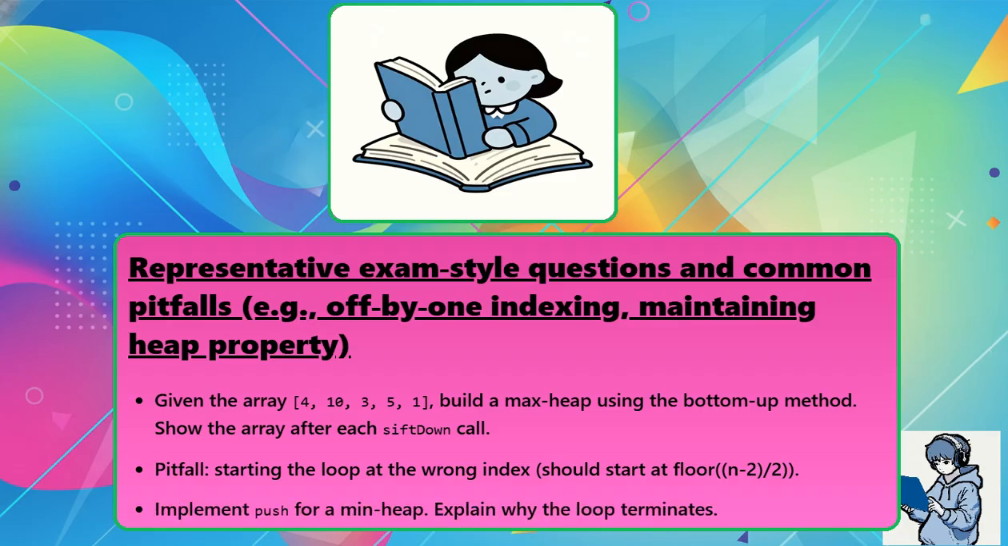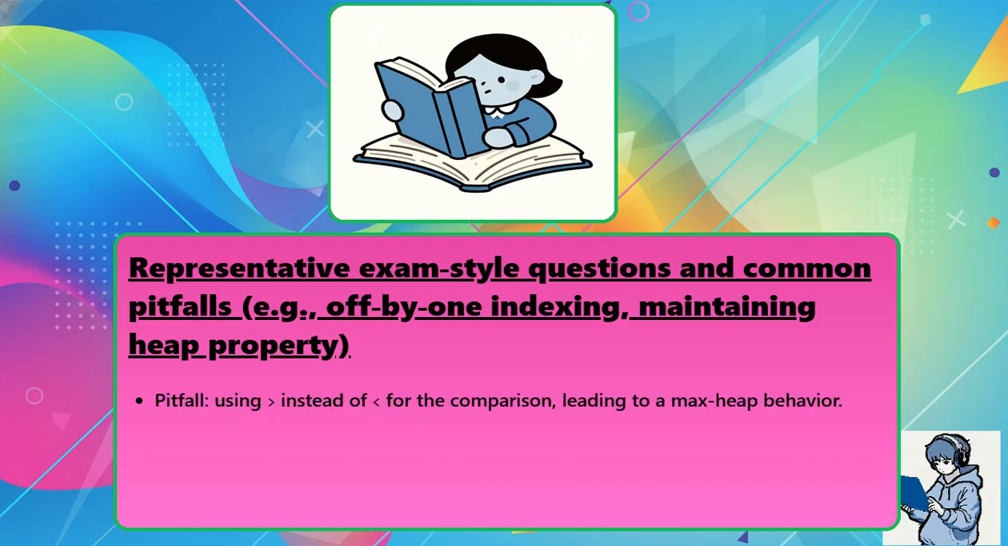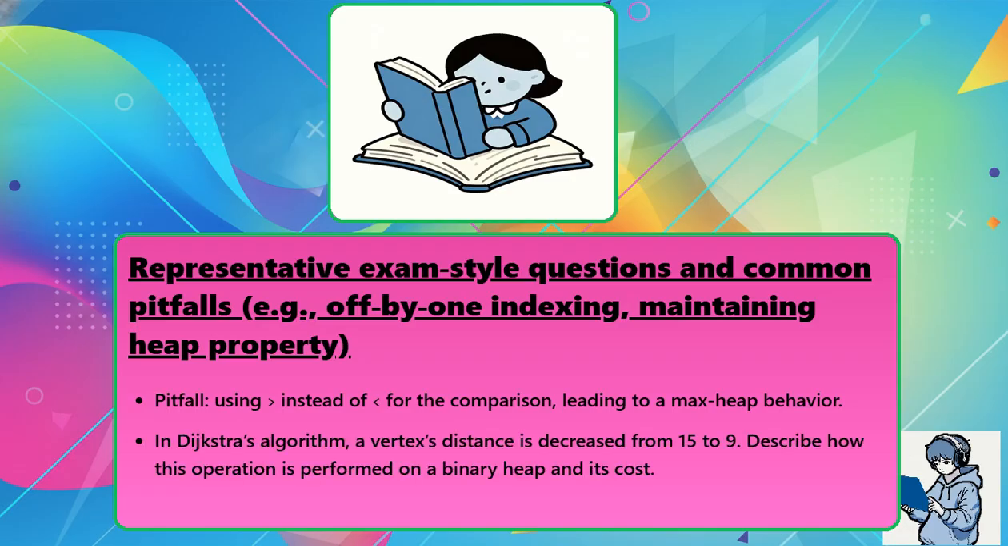Implement push for a min heap. Explain why the loop terminates. Pitfall: using greater than instead of less than for the comparison, leading to max heap behavior. In Dijkstra's algorithm, a vertex's distance is decreased from 15 to 9. Describe how this operation is performed on a binary heap and its cost. Pitfall: assuming decrease key is O(1). It requires a sift up, O(log n).